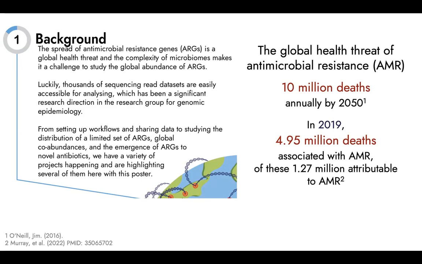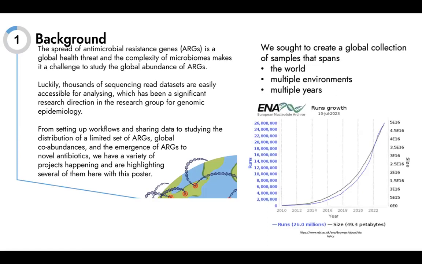So this is becoming such a big problem that we need to figure out how we can actually monitor the abundance of antimicrobial resistance. With this work here, we are seeking to create a global collection of samples that spans the world, multiple environments, multiple years. And we are doing this by retrieving sequencing data from the public data repository, European Nucleotide Archive. You see there's a lot of data here on the graph, a lot of sequencing runs available on ENA. We retrieved all the data from 2010 to 2020, currently working on updating this collection.